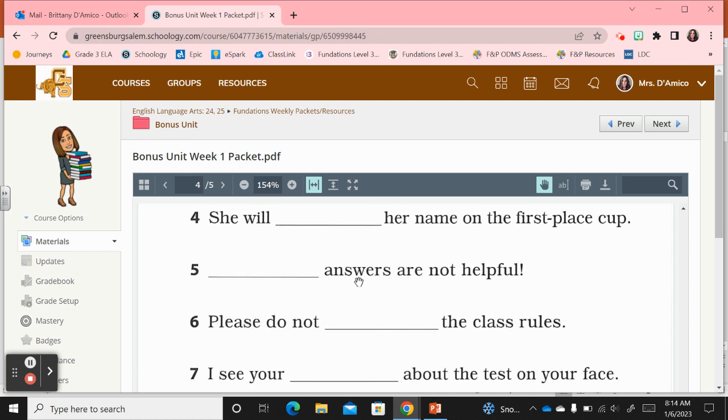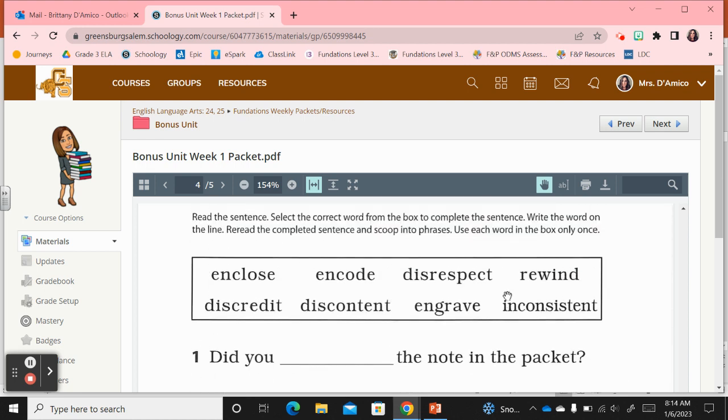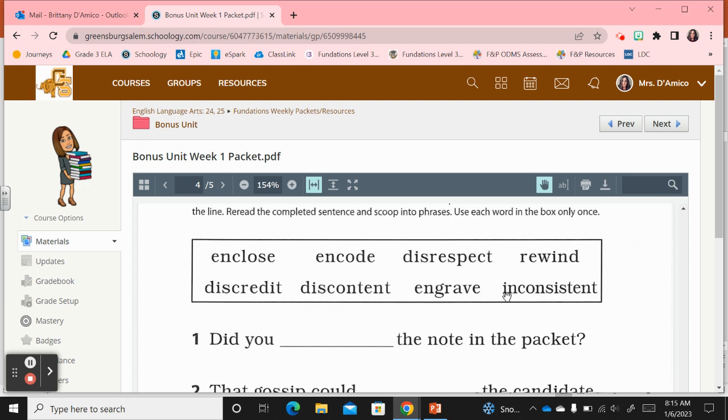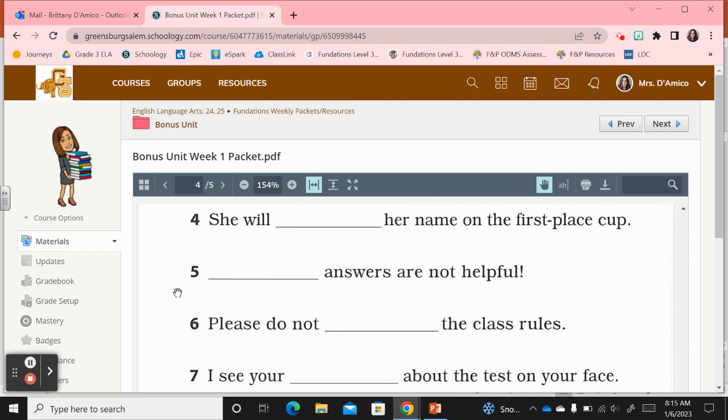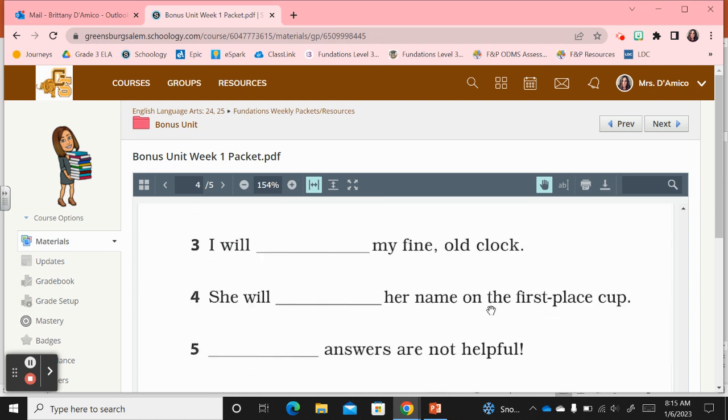Number 5. Blank answers are not helpful. I think inconsistent. So if I give you one answer, like we might be on this page after we get to the end of it, inconsistent answers are not helpful. That's how I would scoop that, meaning you get a different answer every time you ask the question. That's not helpful.